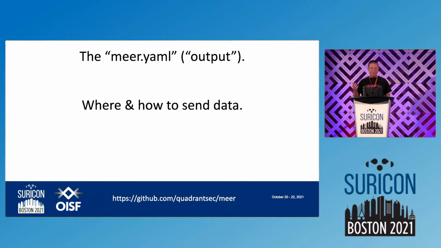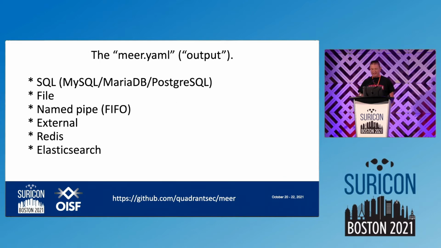But as I said, now we have to have a place to send this type of data to. So Meer acts as a data router as well. Right now, we have these six different outputs. We can write out to SQL databases, files, pipes. There's a thing called external, which I'll go into later, and of course, Redis and Elasticsearch.